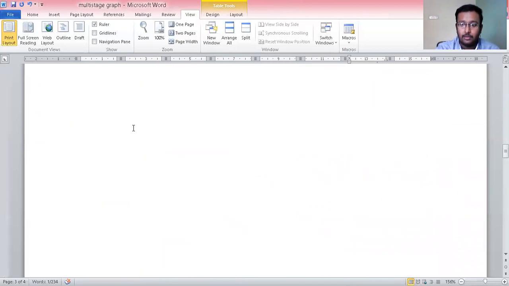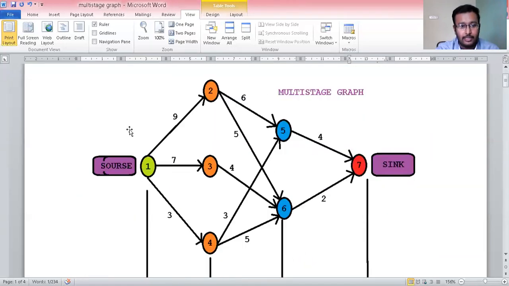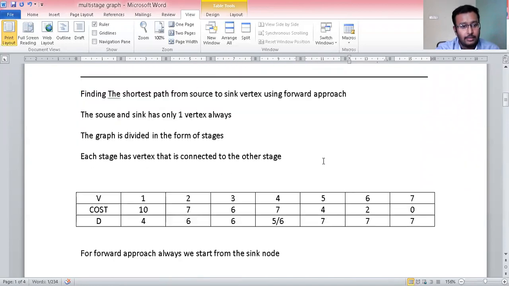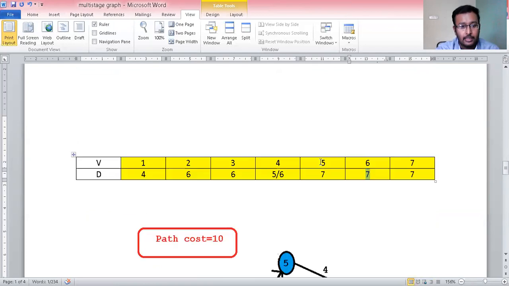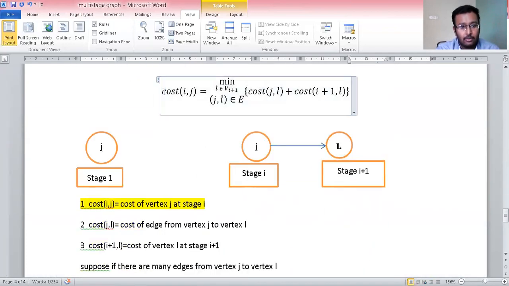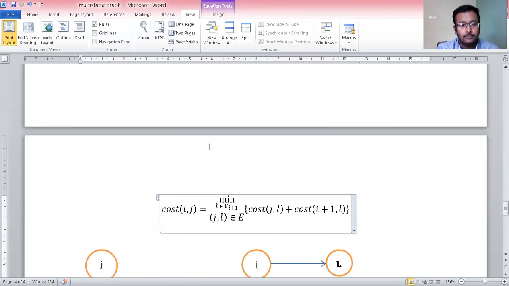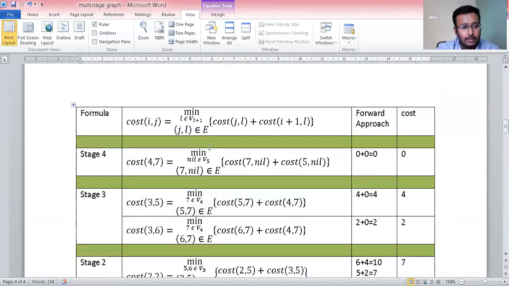So today I have taught you a multi-stage graph. This is a multi-stage graph, and the problem is to find the minimum distance from the source vertex to the sink vertex. So there is a formula for that. First, you should properly understand this formula. Using this formula, I have to calculate this table.